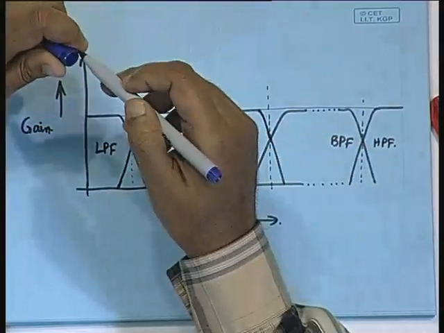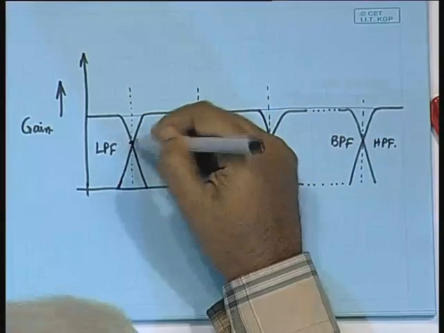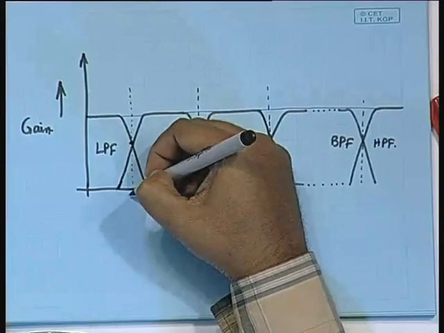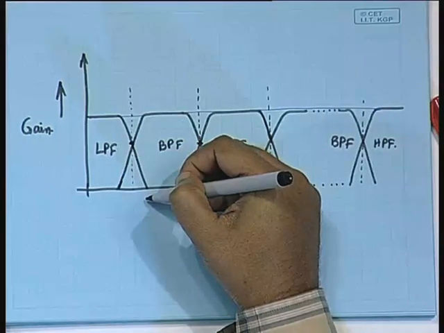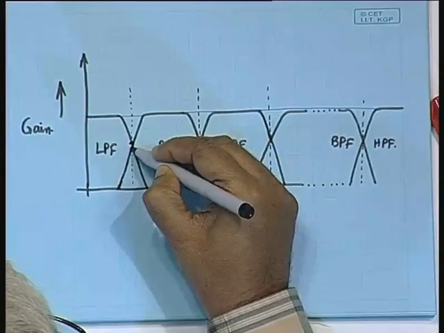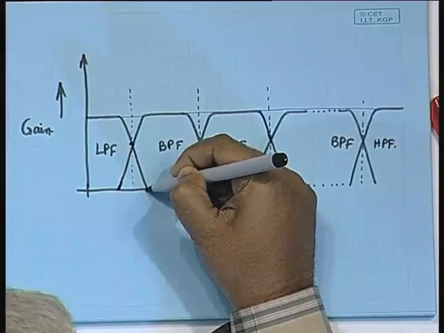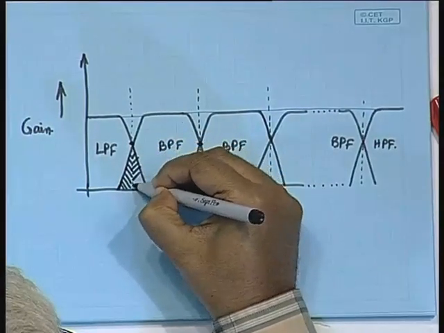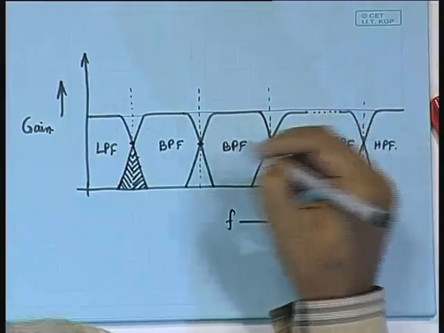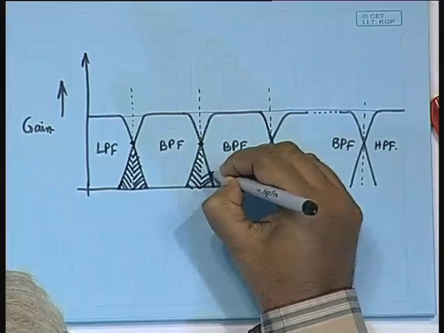So, in order to get a flat frequency response, what is the condition that one has to fulfill? Look at the low pass filter. We are saying that this is the cutoff frequency. If this is the cutoff frequency, then what are these frequency components? These frequency components are the aliased components. So, the aliased components will be appearing this way. Similarly, for this filter, the aliased components of here will be appearing this way, so that the response that we get in this zone is the aliased filter responses. These are the aliasing components. Likewise, here also we will have the aliased components.